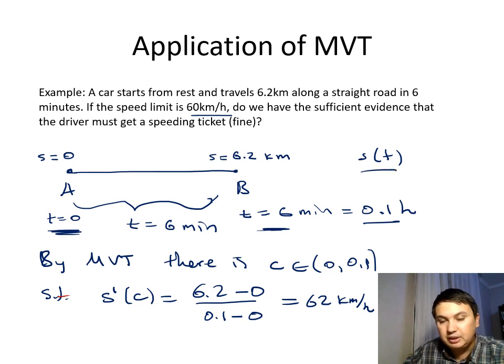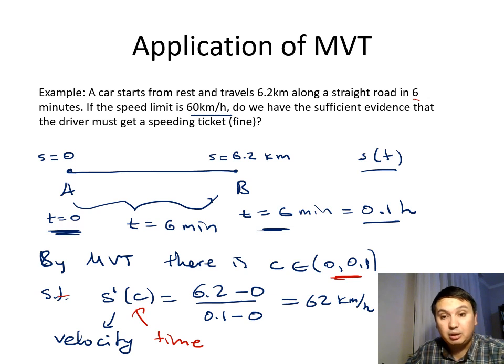You remember, if s is the displacement, then s prime is the velocity. So what I see is there is some time moment c. I don't know when, but I know that it's inside of this 6 minutes. Within 6 minutes, there is a time moment when the car's speed is going to be 62, so it exceeds the 60. So I think the police can safely say, okay, you exceeded the speed limit, so here is your fine.